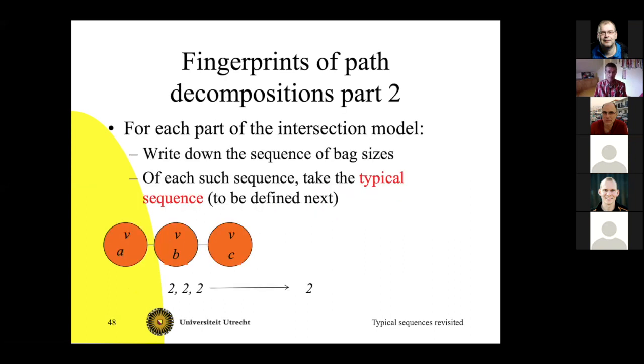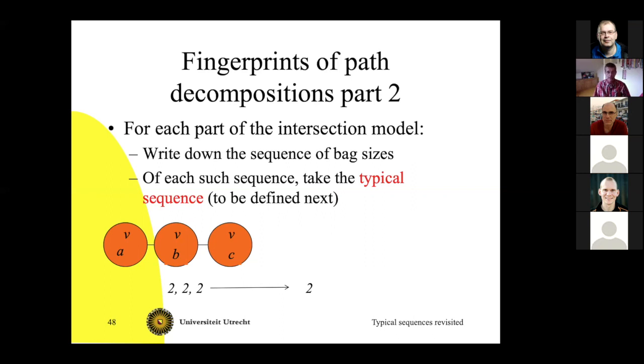Now for every part of the intersection model, it is not important anymore to know the names of the vertices in these bags, because all the vertices which still can be adjacent to vertices which are not yet in this subgraph are already determined by the intersection model, and all the others are forgotten and will not get new neighbors. So we can just write down the sequence of bag sizes. This is not yet sufficient to get a fast enough FPT algorithm, because we can have large sequences of many bag sizes. But what we are going to do is replace the sequence by the typical sequence.